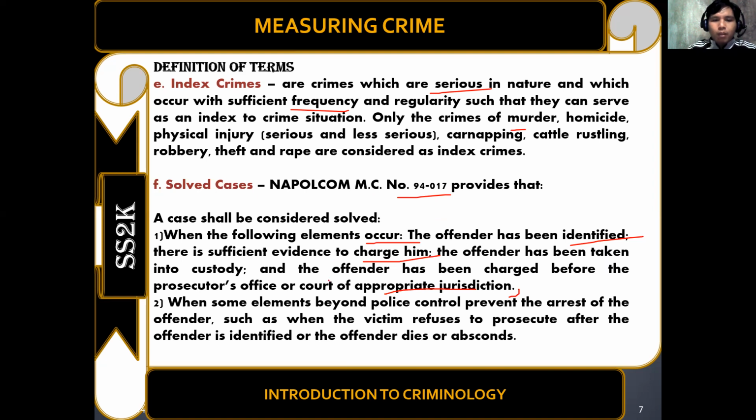94-070. Okay? When elements beyond police control prevent the arrest of the offender, such as when the victim refuses to prosecute after the offender is identified or the offender dies or absconds. Okay? So yung pong biktima ayaw nang mag-file ng kaso para i-prosecute, solve na. Ayaw niya eh. Okay? Then, yung pong offender o yung gumawa ng krimen ay namatay. O solve yung kaso. Diba? Namatay yung offender eh. Wala nang kakasuhan. It will totally extinguish the criminal liability. Okay? So, yun po yung mga pagkakataon na kung saan sabi natin solve na ang kaso.